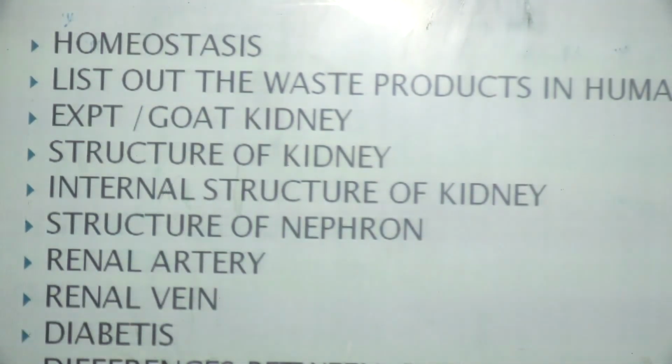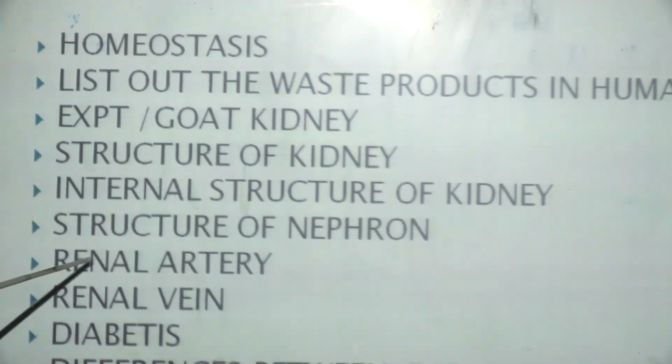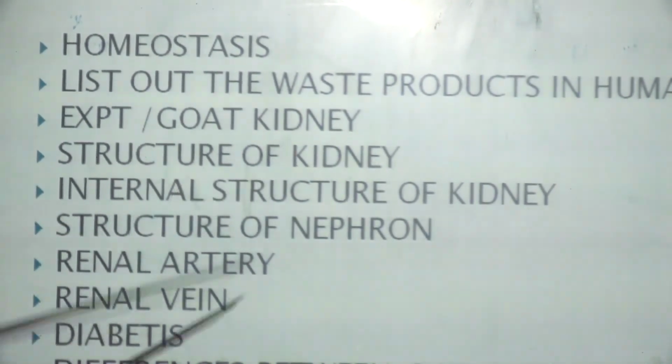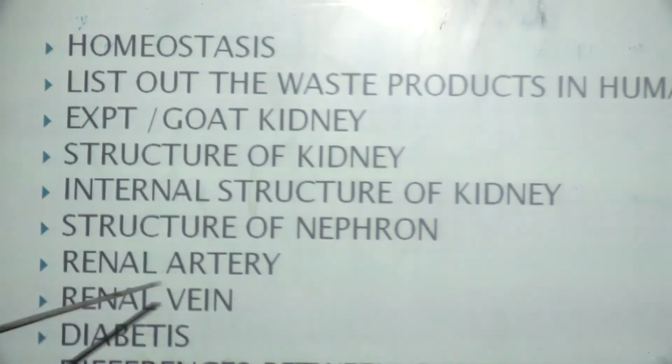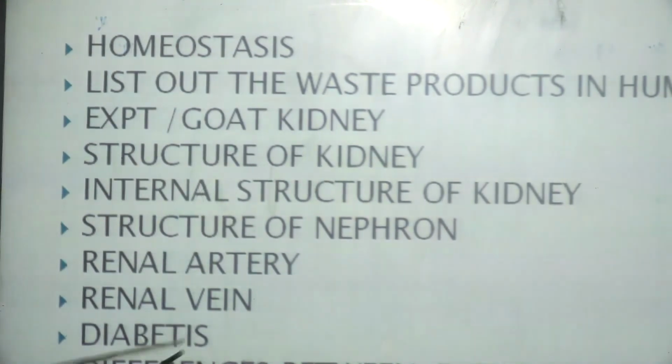So in the nephron you have a Bowman's capsule and a long duct, the proximal convoluted tube, and the next one is the distal convoluted tube. These two tubes are connected with a loop. That loop is called the loop of Henle. And I already told you, the renal artery is the artery that supplies pure blood to the kidney. The renal vein is the vein that collects the impure blood from the kidney.